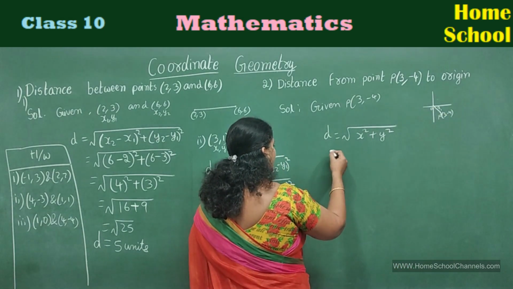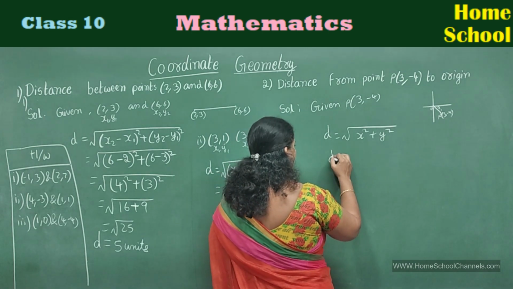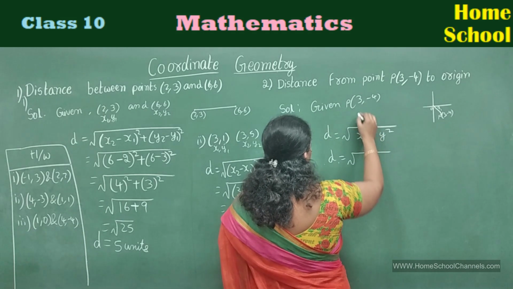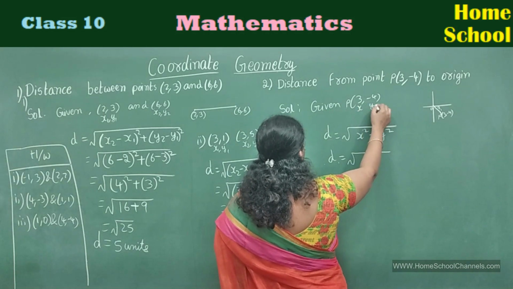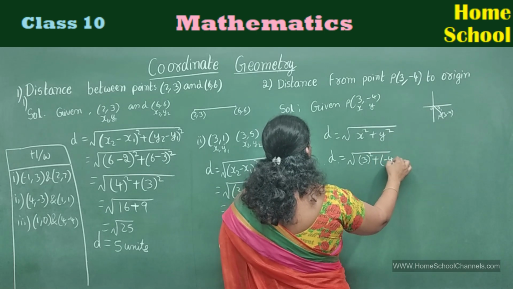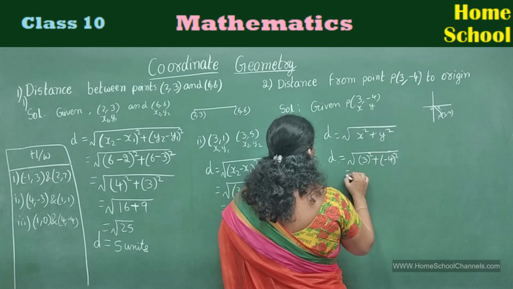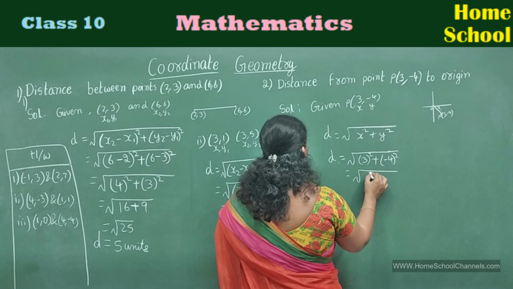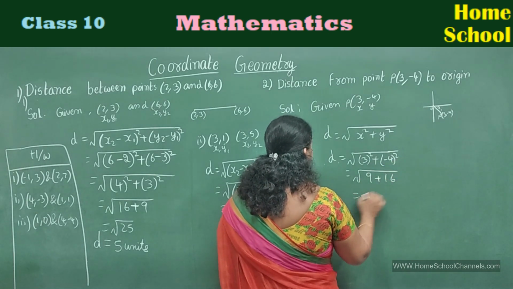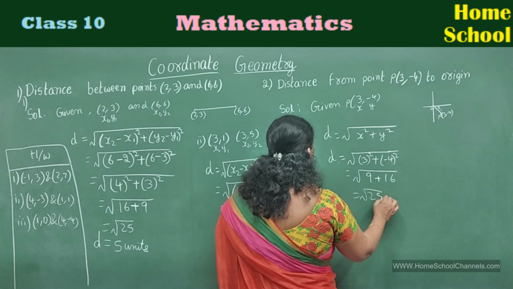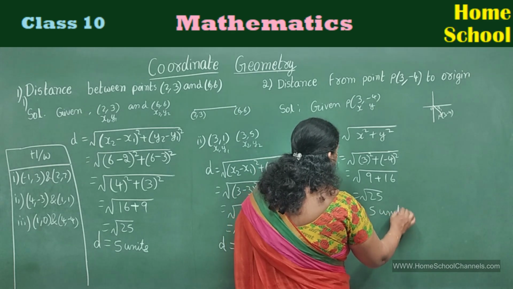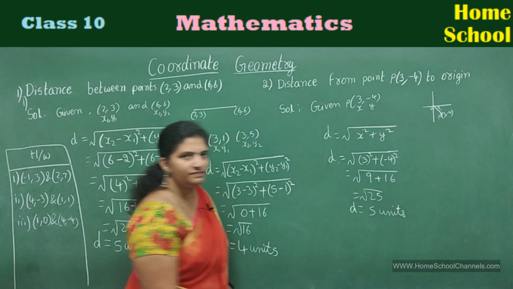I can write OP distance or D is equal to OP equal to, also you can write D is equal to, mark this X, mark this Y, 3 whole square plus minus 4 whole square. Square root of 3 3s are 9. Minus 4 whole square is 16. 16 plus 9 is 25. Square root of 25 is 5. D is equal to 5 units.